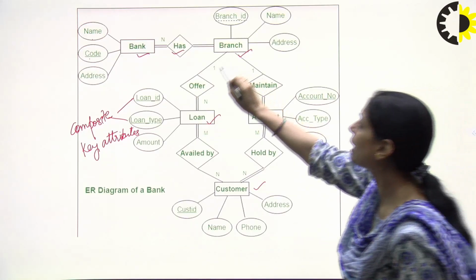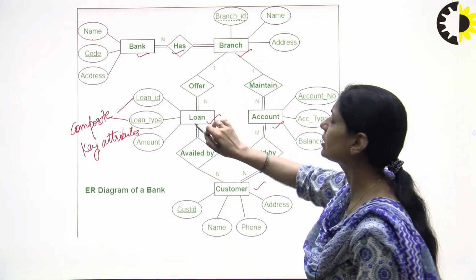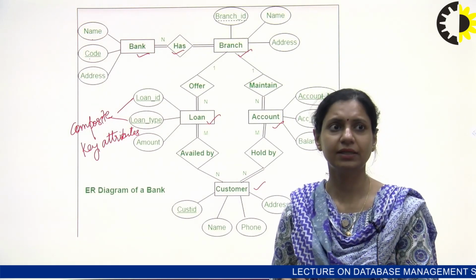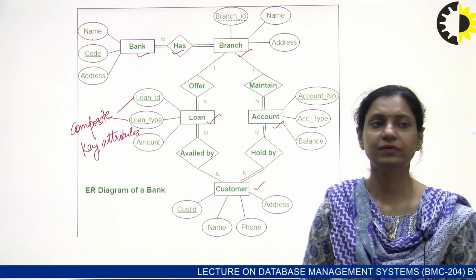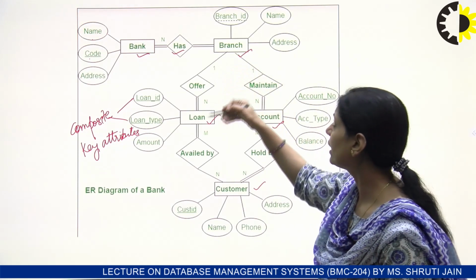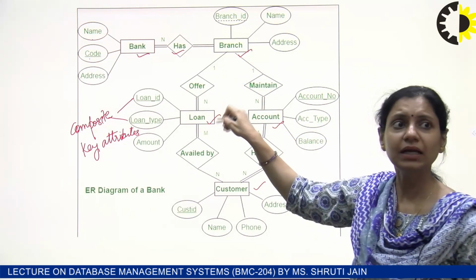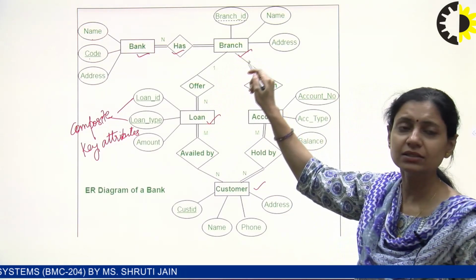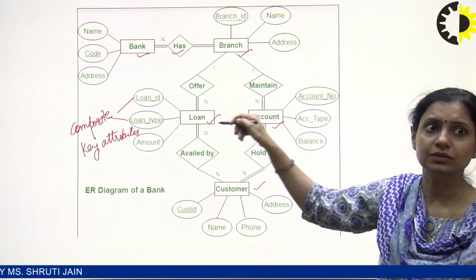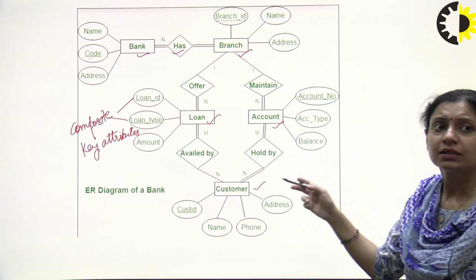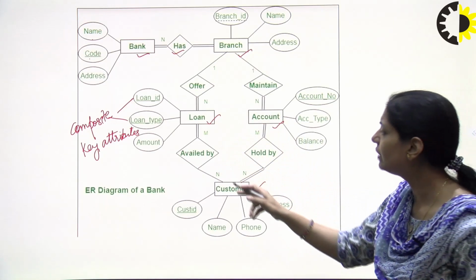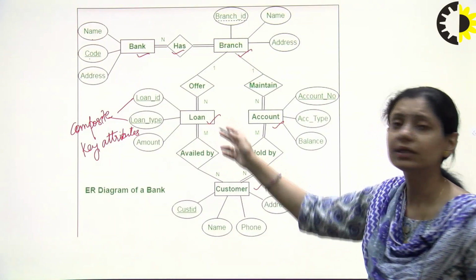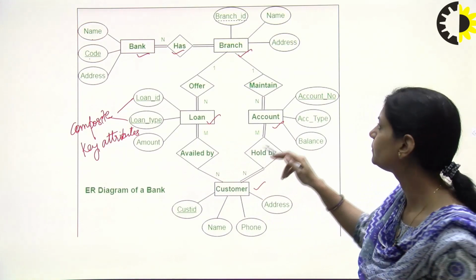But here we have partial to total, because every branch cannot offer a loan. There might be some branches which may offer loan facility. Some branches might not offer the loan facility. So 1:n, one branch can give multiple loan facilities, and not all loans will be offered by a branch, but all branches might not offer a loan. Similarly for account. Same for the customer. This loan can be availed by customer. So multiple loans can be availed by a single customer. Customer might not take a loan. All the customers might not take a loan.